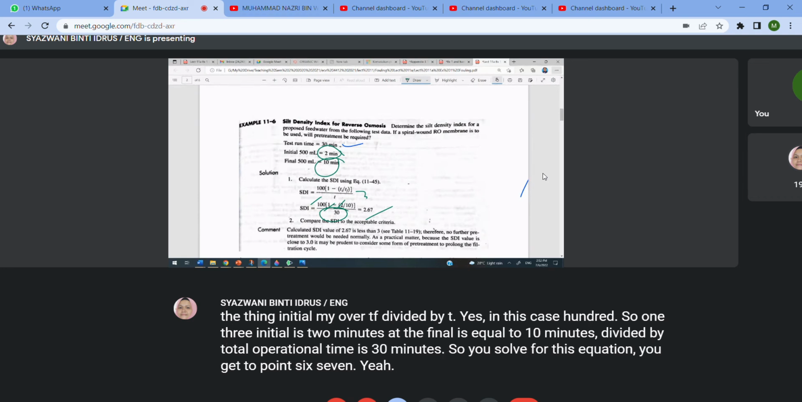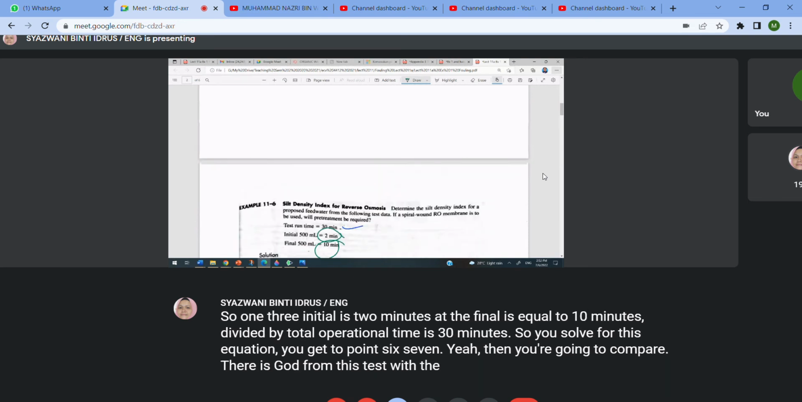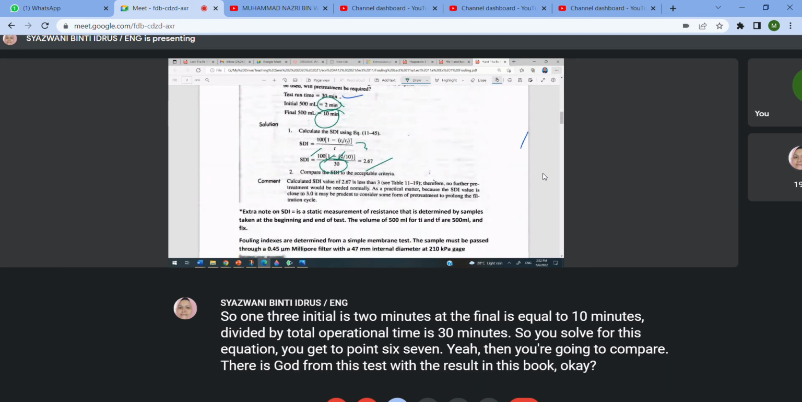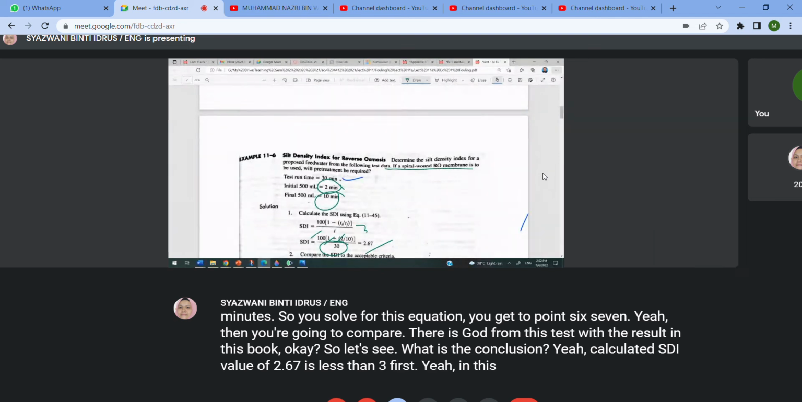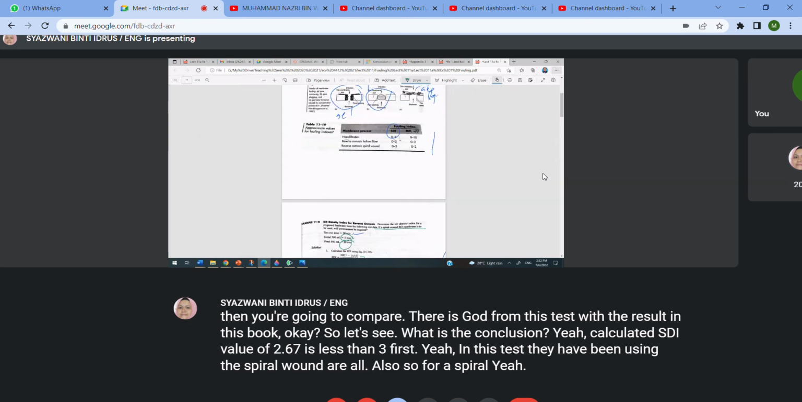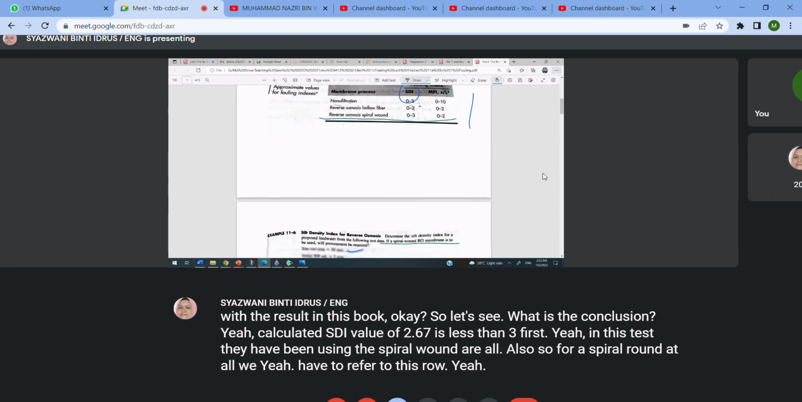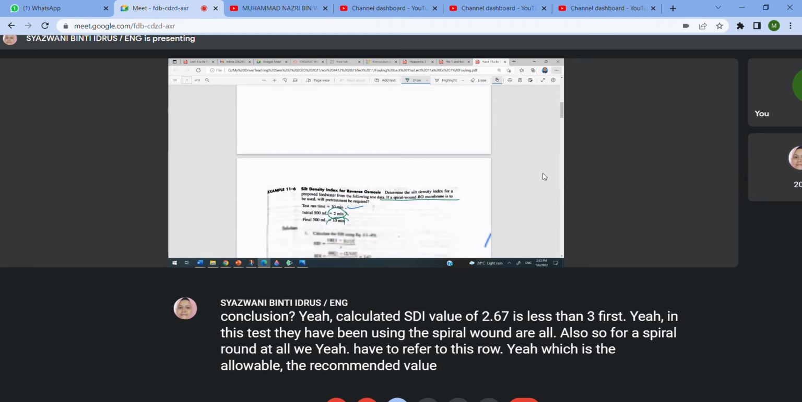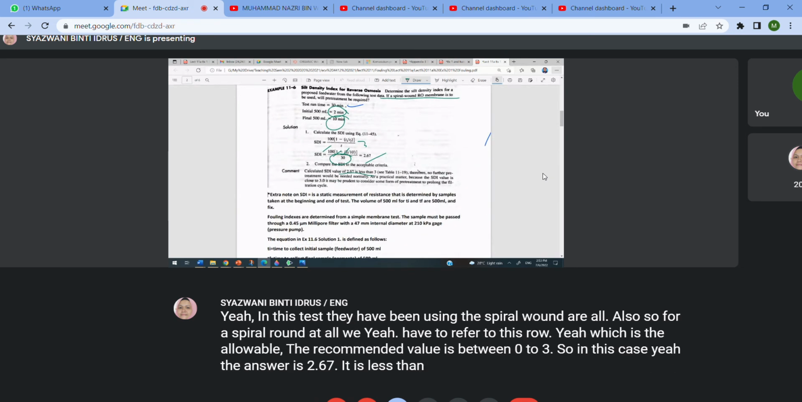Then you are going to compare the result that you got from this test with the result in this table. So let's see what the conclusion is. The calculated SDI value of 2.67 is less than 3. In this test, they have been using the spiral wound RO. So for a spiral wound RO, we refer to this row, where the recommended value is between 0 to 3. In this case the answer is 2.67, which is less than 3. Therefore, no further pre-treatment would be needed normally.